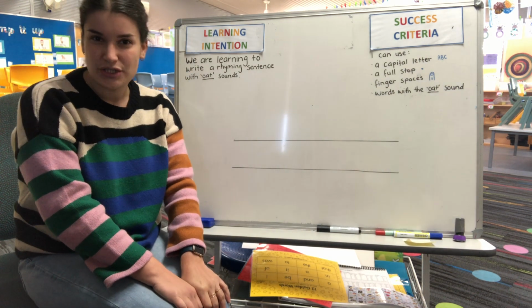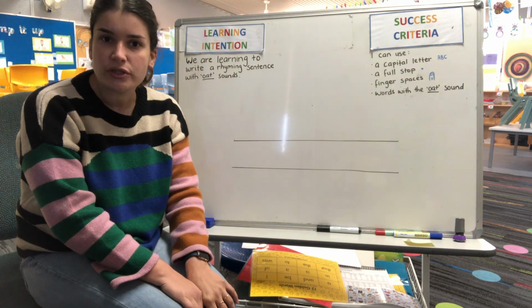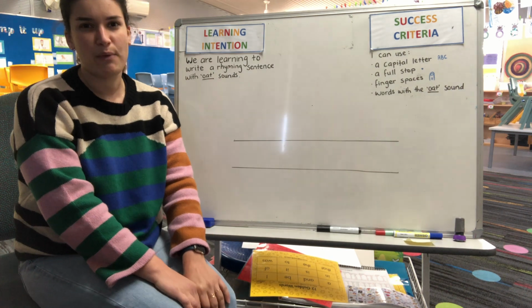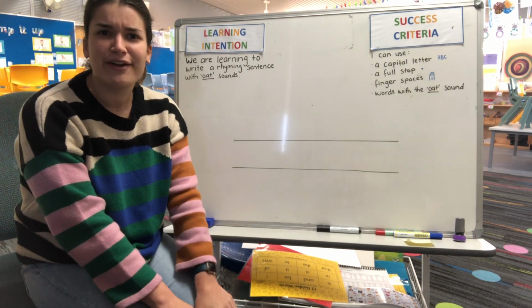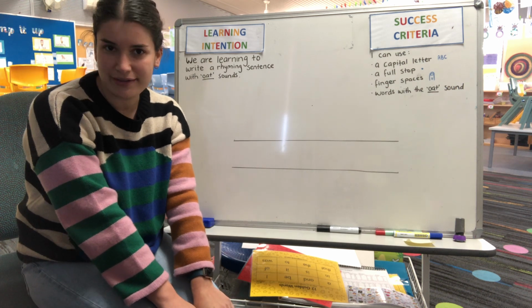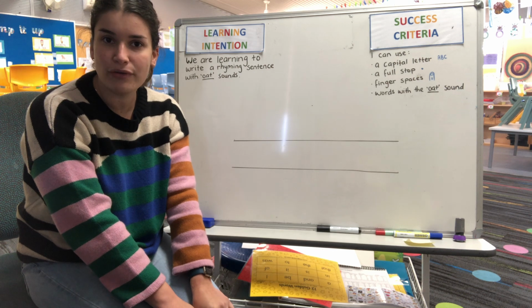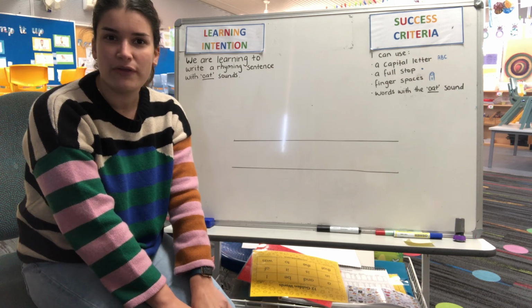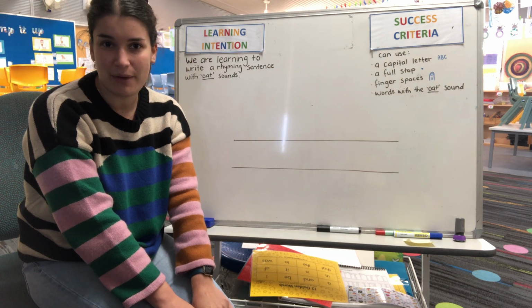We read and listened to the book Oi Frog, and in the book there are some oat rhyming words. Do you remember what they are? In Oi Frog, the goats sit on a coat. Goat and coat are both oat words. They both have the oat chunk at the end, so that means they are rhyming words.